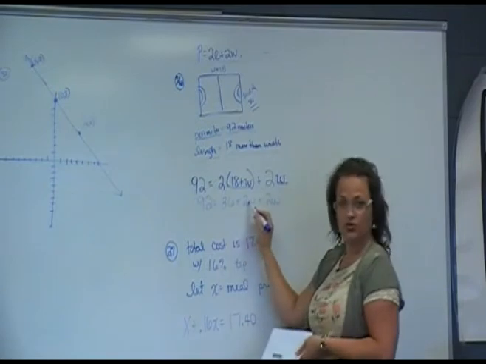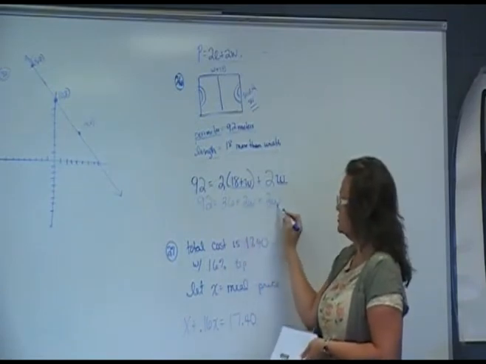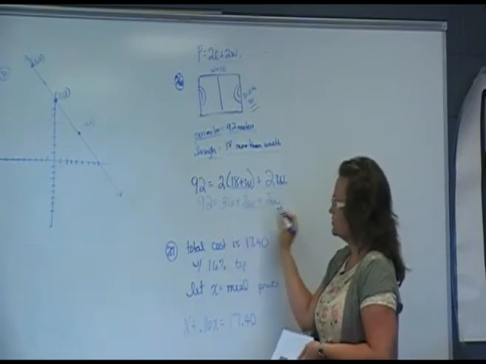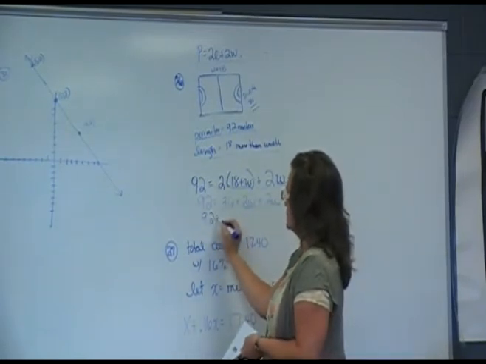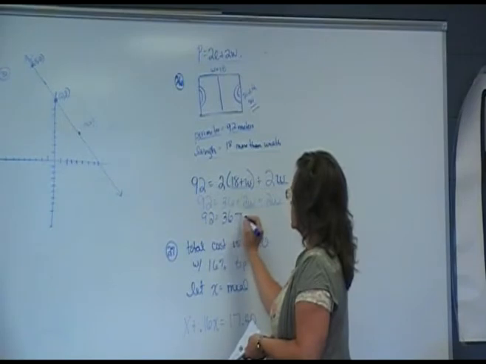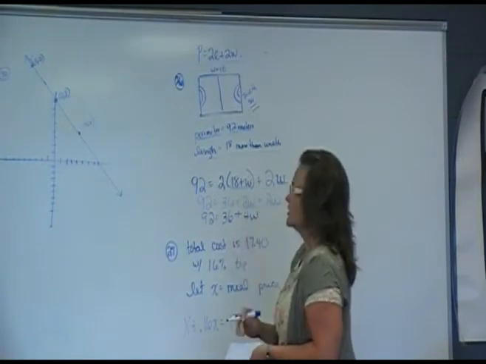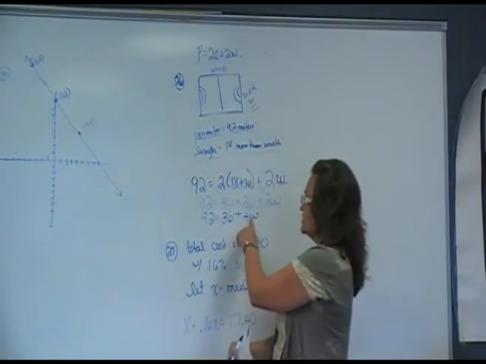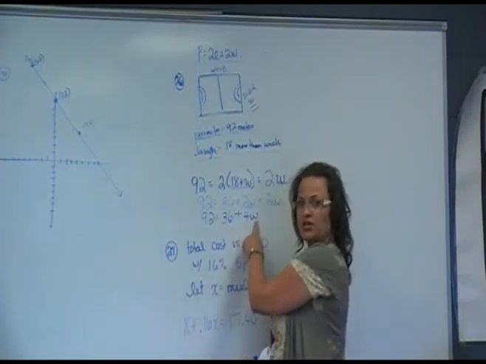I have some like terms this time, 2W and 2W. They're both on the right side, so we can combine those and say 4W's. So I have 92 equals 36 plus 4W. All right, so once you simplify each side down as much as possible, then your goal is to get that variable solved for, to get it alone.